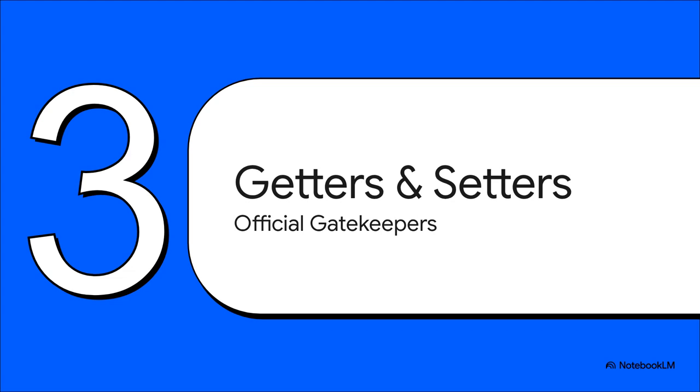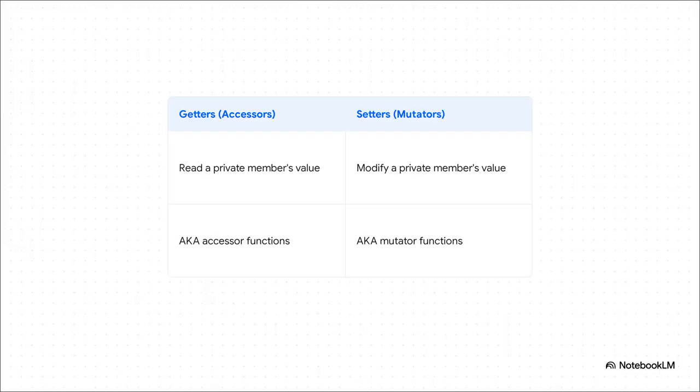Okay, so if our data is all hidden away inside this fortress, how do we actually use it? That's where the official gatekeepers come in. Special functions we usually call getters and setters. And the difference between them is really simple, but it's incredibly powerful. Getters, which are sometimes called accessors, are just for reading data. They let you peek at the value of a private variable without changing a thing. Setters, on the other hand, or mutators, they're for writing data. They're the only way you should allow a private variable to be modified.